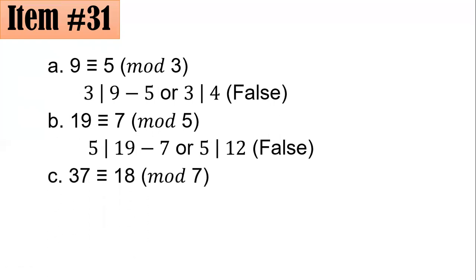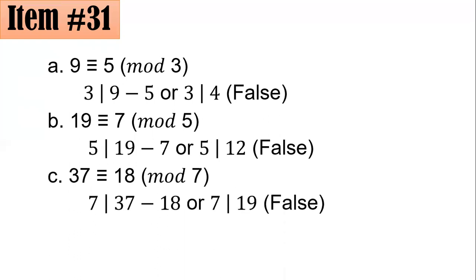For letter C, 37 is congruent to 18 mod 7. It will become 7 divides 37 minus 18, or 7 divides 19, which is false again, considering that 7 is not a factor of 19.